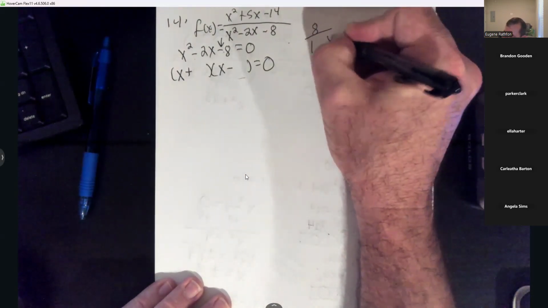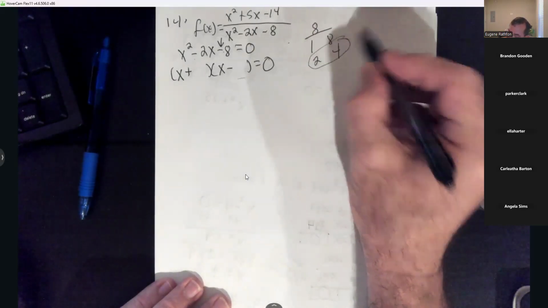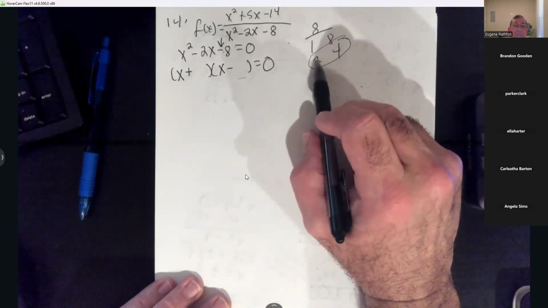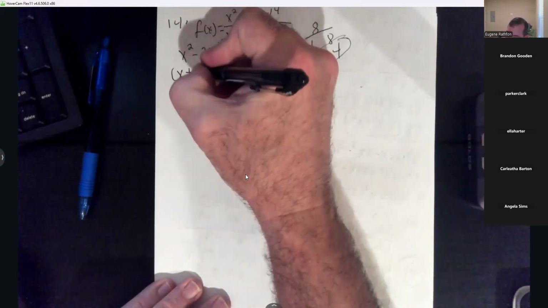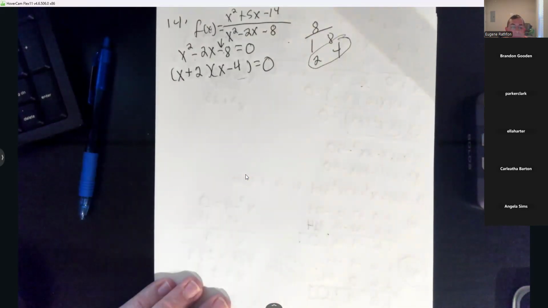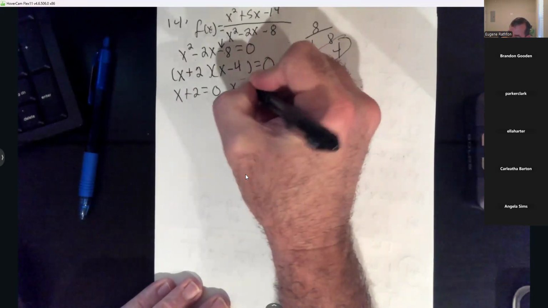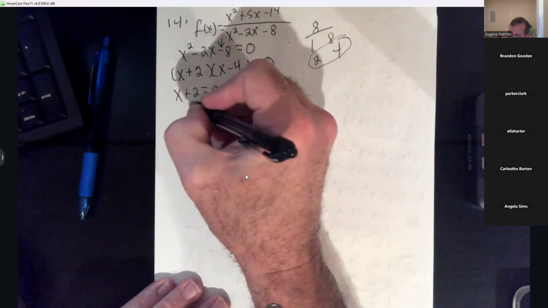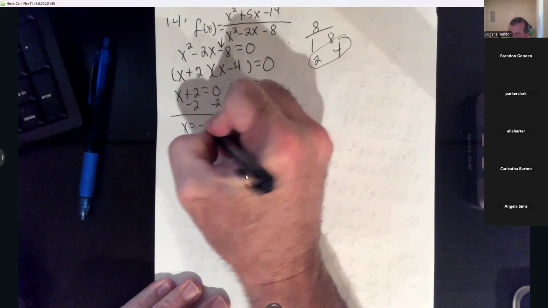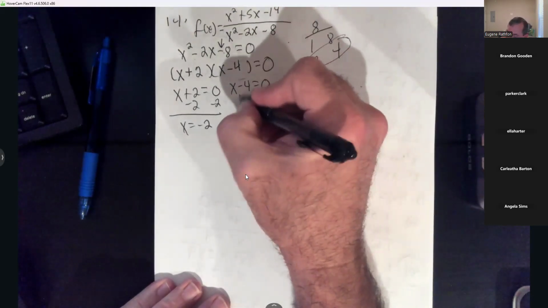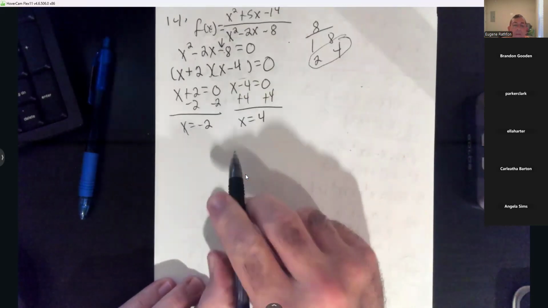Well, 8 is going to be a 1 and an 8 or a 2 and a 4. The two that subtract to give me the 2 in the middle would be the 4 and the 2. So the larger number is going to be negative like the middle. So the 4 is negative and the 2 will be positive. All right, solve both of these now. Set each of these factors equal to 0. So the first one, I would subtract 2 and get x is a negative 2. The second one, I would add 4 and get x is a positive 4.